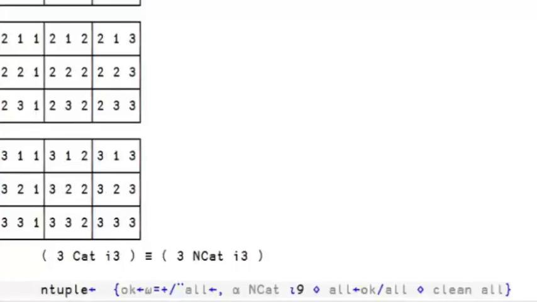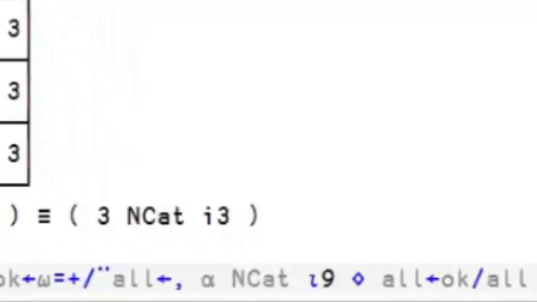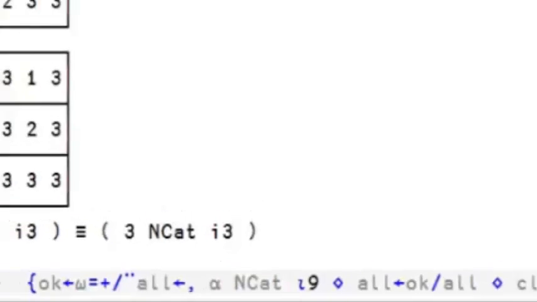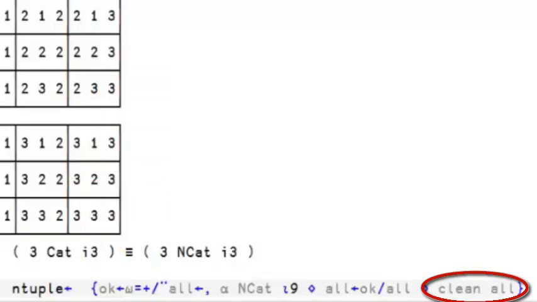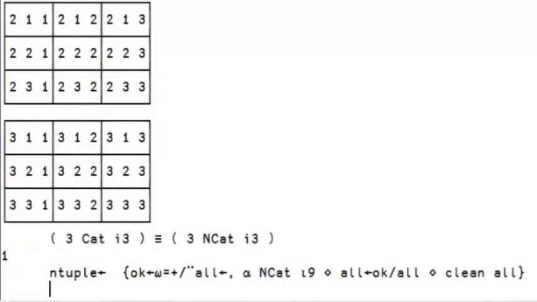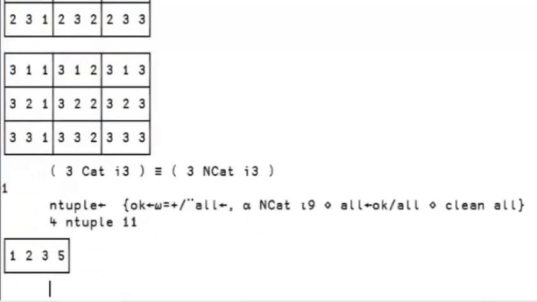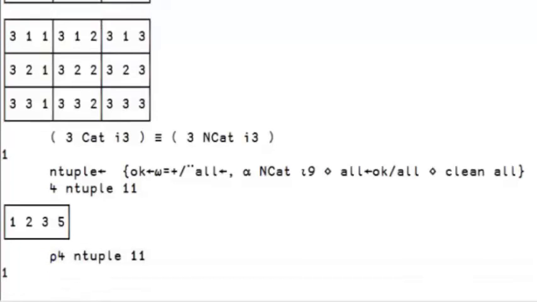With this, we can run the n-tuple function, which will make use of our n-cat function. That one will run the n-cat function as necessary to produce sets of n numbers. We will screen out the ones we don't want, keeping only the ones that add up to our sum, and we'll clean it afterwards. So let's try it. Does it work with 4 and tuple 11? Yes, this is the only possibility. This is the only way we can add up 4 different single digit numbers 1 to 9 to 11. There's only one way, and that's the way. How many are there? There's only one.